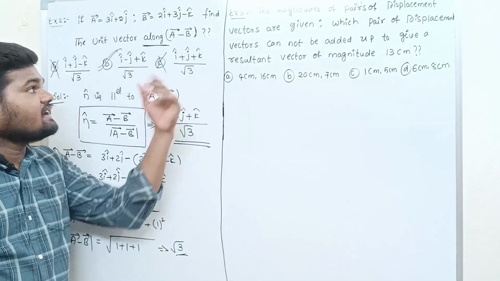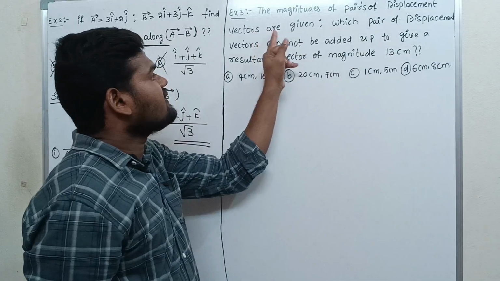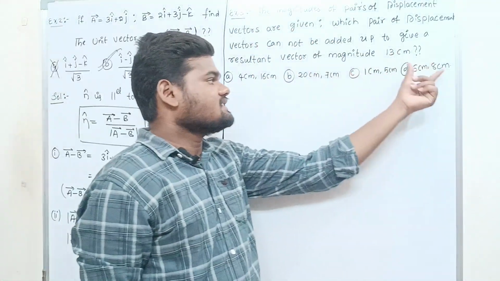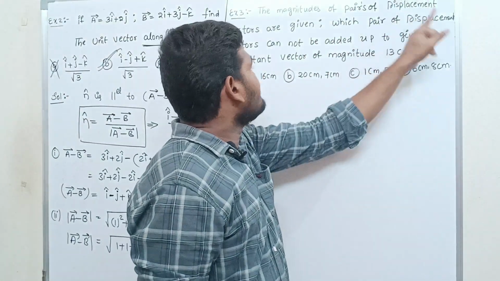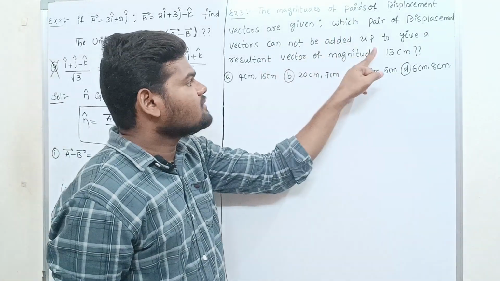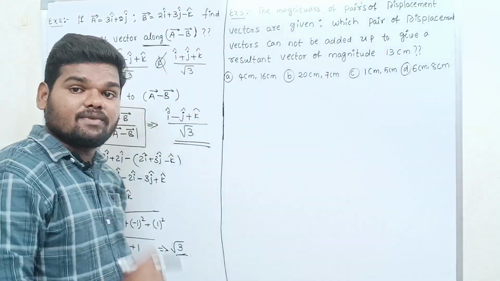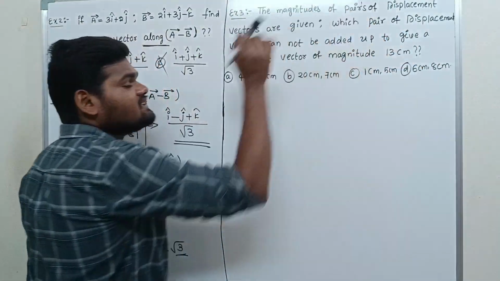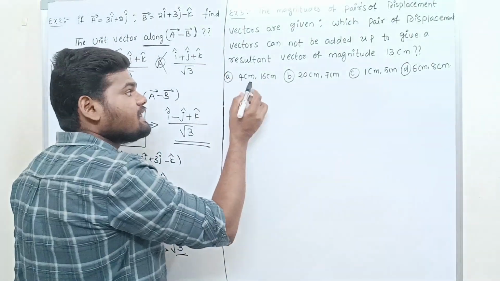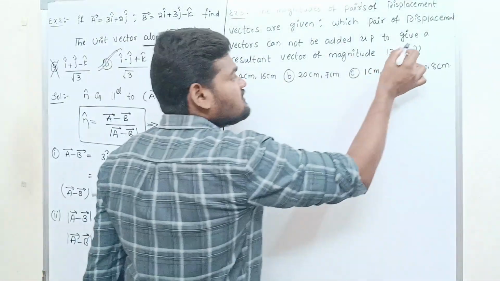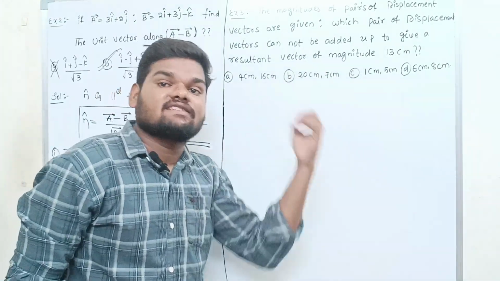Right. So let us solve example number 3. Have a look at what is given. The magnitudes of pairs of displacement vectors are given. Which pair of the displacement vectors cannot be added up to give a resultant vector of magnitude 13 centimeters? That means these are the magnitudes of the pairs of displacement vectors. If we add or subtract the magnitudes of these two vectors, that must give 13 centimeters. But in this question they are asking which of the pairs does not give 13 centimeters.